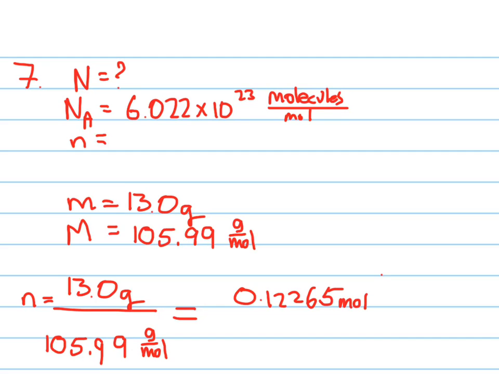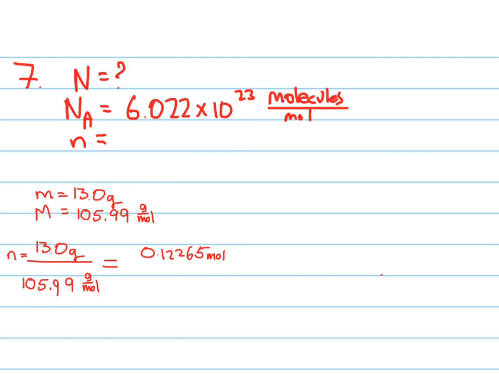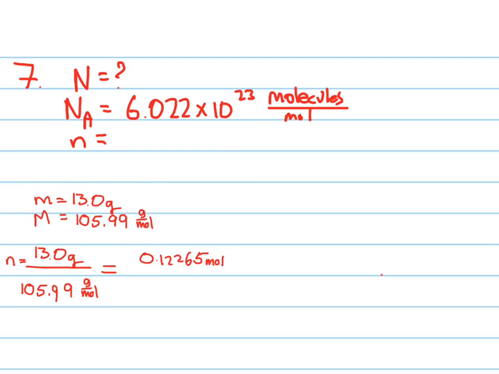So now I end up with 0.12265 and a few more decimal places moles, and I'm going to need all of those digits when I do my next calculation, and it turns out that I'm going to need a little bit of space. So I'm just going to shrink this up and put that right over there and give me a little bit of room to calculate my number of moles.